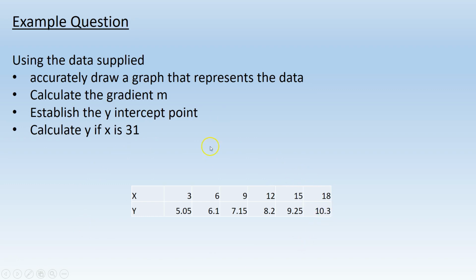The data given is this down here. We need to calculate the gradient, which is m, establish the y-intercept point, and then we need to calculate an unknown. We now need to calculate what y would be if x is 31. So we're going to look at what x is up here and find out what the y is.